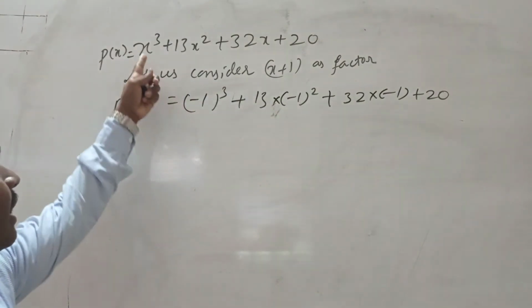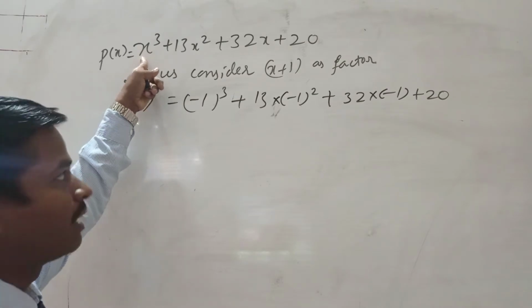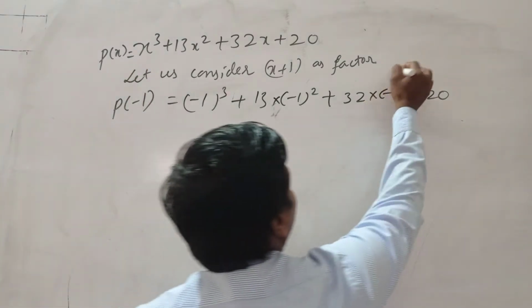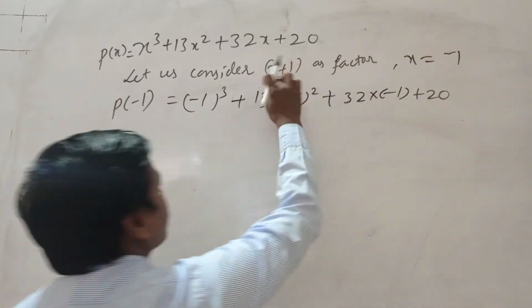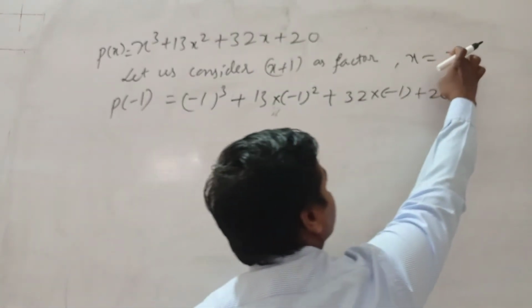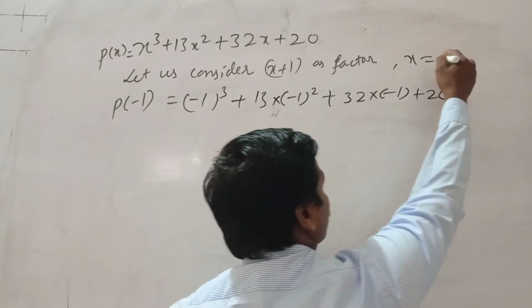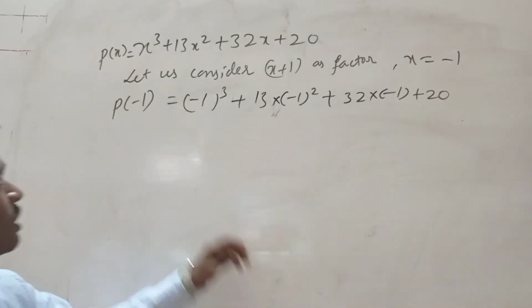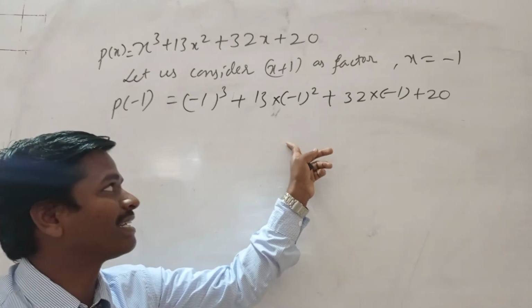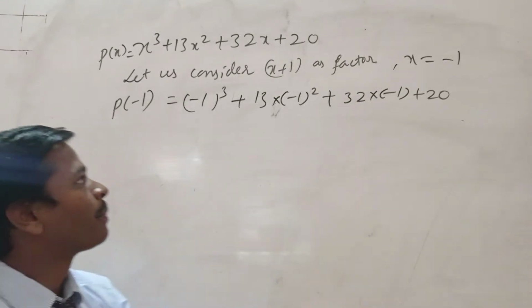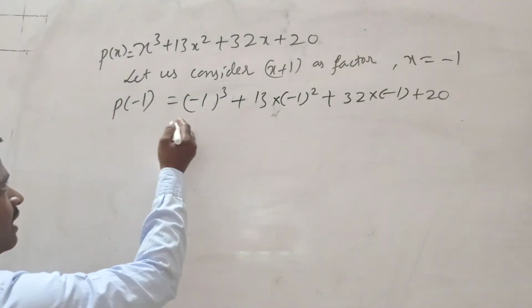Now what will it be here? In the place of x cube, I will substitute x equal to minus 1. If x plus 1 is a factor, we will consider this value as x equal to minus 1. We will substitute x equal to minus 1 in the given polynomial and check whether it is a factor or not. Now, what is here?